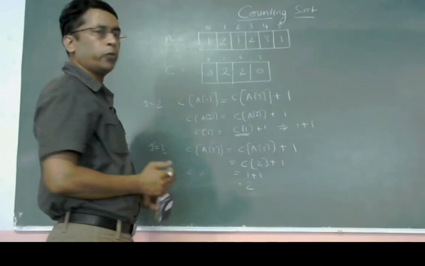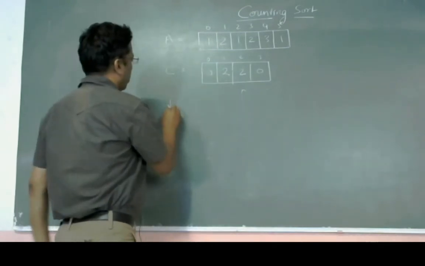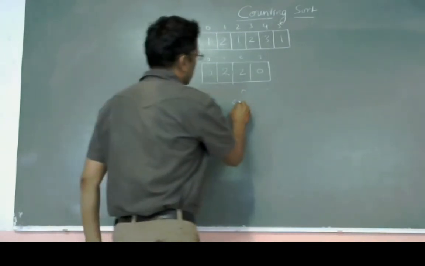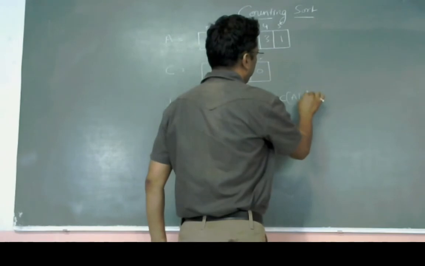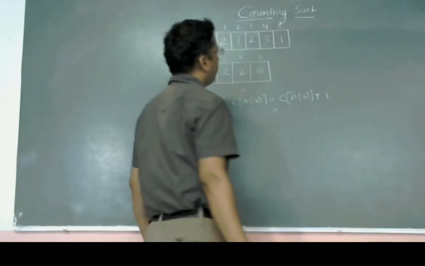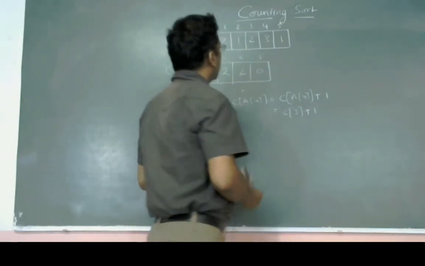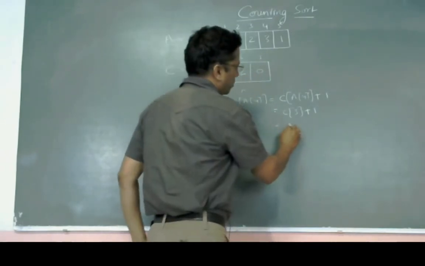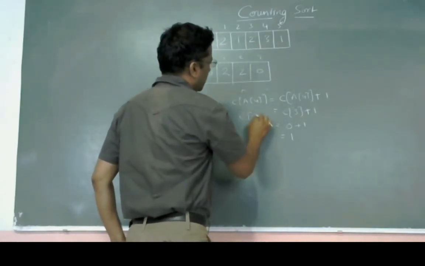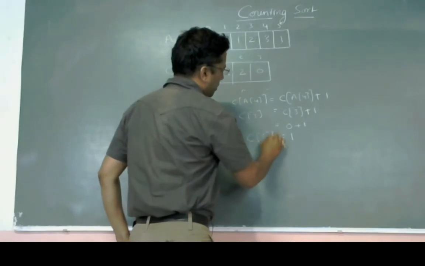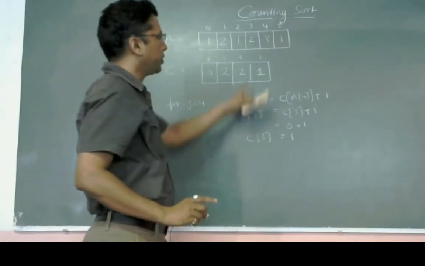Now for j equals to 4, C[A[4]] is equal to C[A[4]] plus 1. A[4] is equal to 3, meaning C[3] plus 1. C[3] is 0 plus 1, meaning 1. So C[3] becomes equal to 1, right?